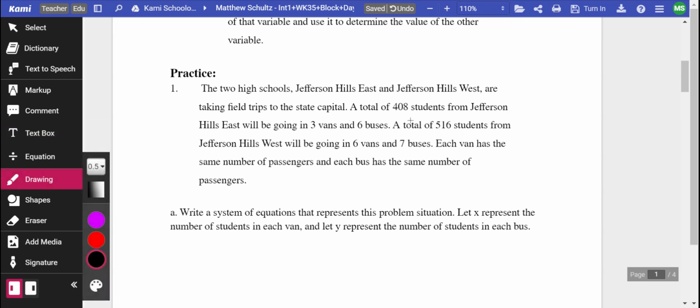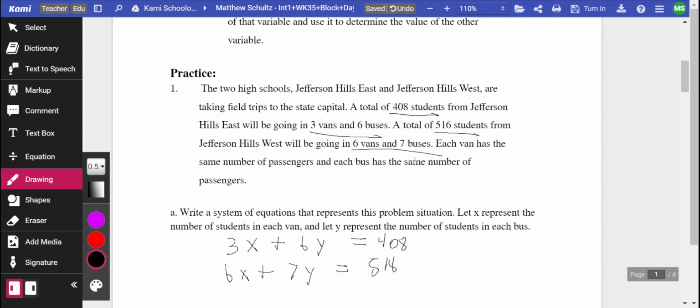We understand that, hey, look, there's 408 students. In order to move them, we need this much. So I know I have 3 vans plus 6 buses will equal 408. Well, what is buses and vans? Let x represent the number of students in each van. So 3 vans times the number of students in the van, 6 buses times the number of students in there. Cool. Next up, it's going to be 6x plus 7y is equal to 516.